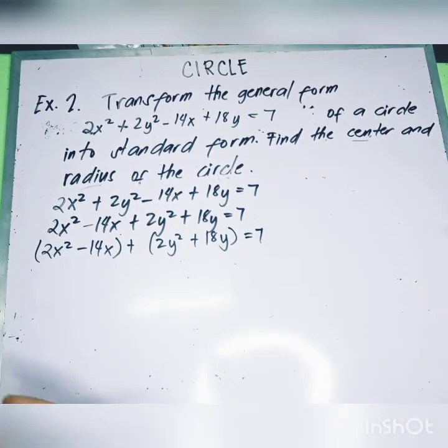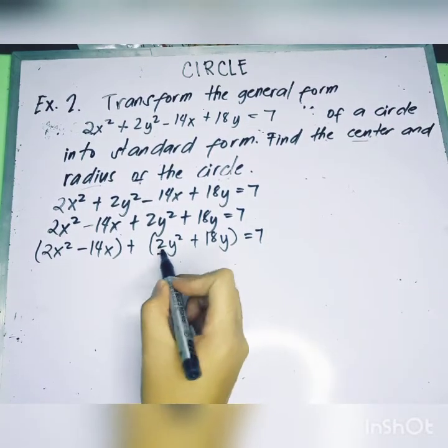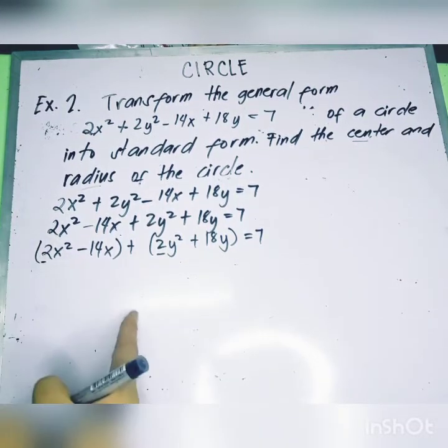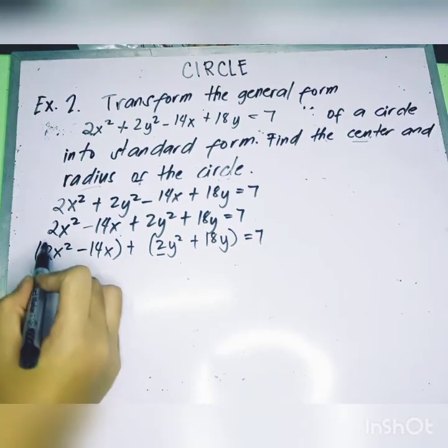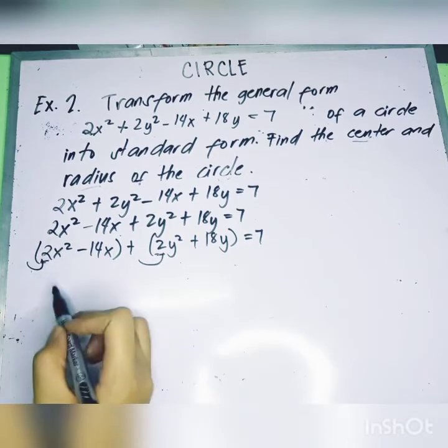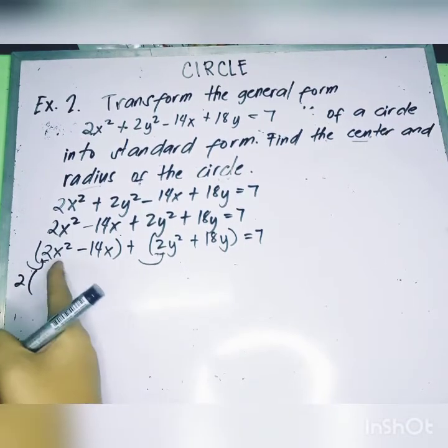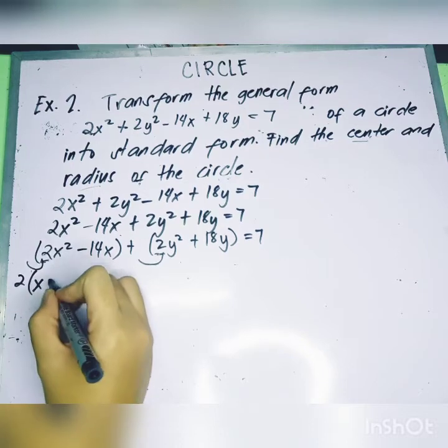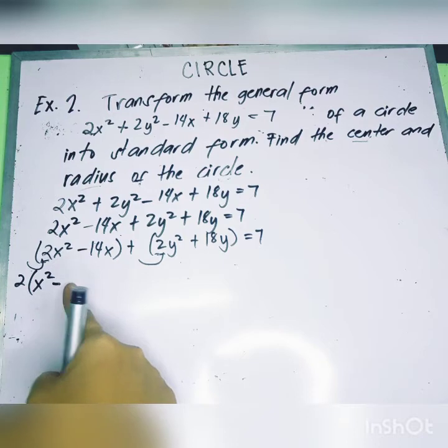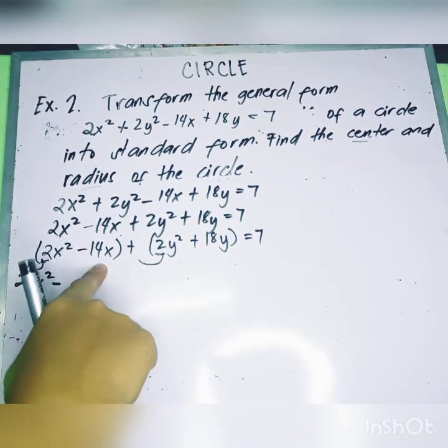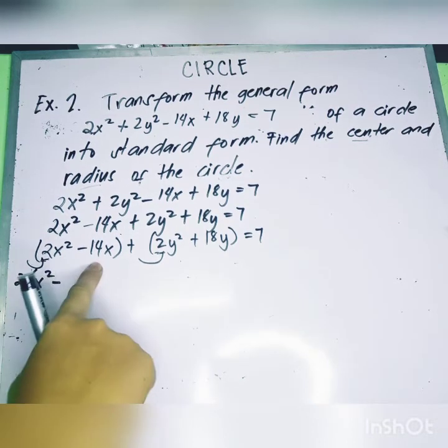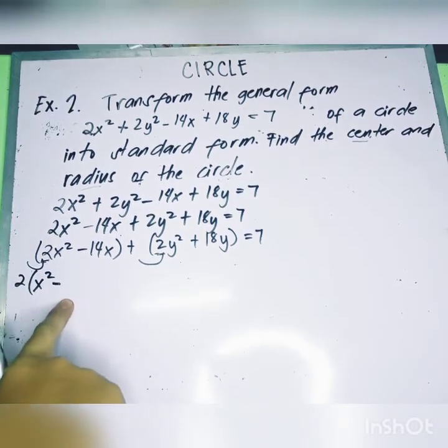Okay, after po natin ma-regroup, napapansin natin, meron pong coefficient value na kasama si x squared at saka si y squared. Okay, so ang gagawin natin, ilalabas po natin sila. Okay, ifa-factor natin sila. Again, si 2 lalabas natin sila sa quantity. So, magiging 2 and matitira na lang sa loob ng quantity is si x squared minus, and then, anong gagawin para makuha natin si second term? I-divide natin si 2 dito sa 14x. Yung nilabas natin na coefficient value, i-divide natin dito sa 14x para makuha natin si second term.